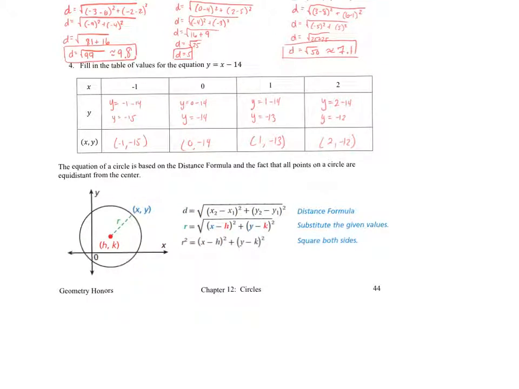I just want you to know that the equation of the circle is based on the distance formula and the fact that all points on a circle are equidistant from the center, basically the radius. No matter where you're coming from the center, they're all equidistant.